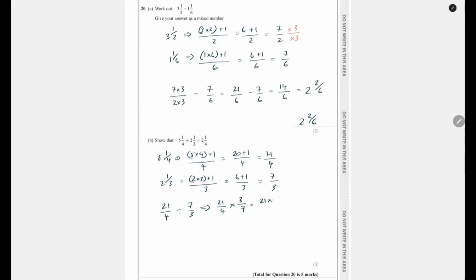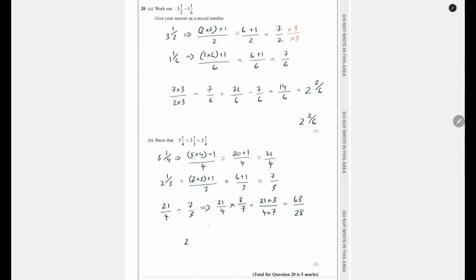So that's 21 times 3 divided by 4 times 7. 21 times 3 is 63, and 4 times 7 is 28. Now let's change this fraction into a proper fraction. How many times does 28 go into 63? Well, it goes in 2 times.